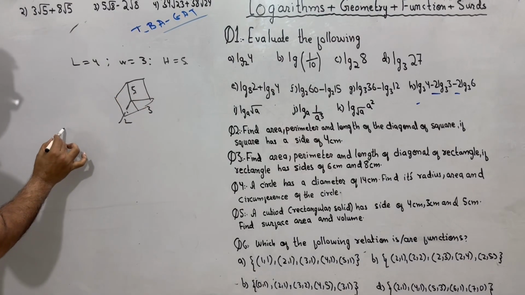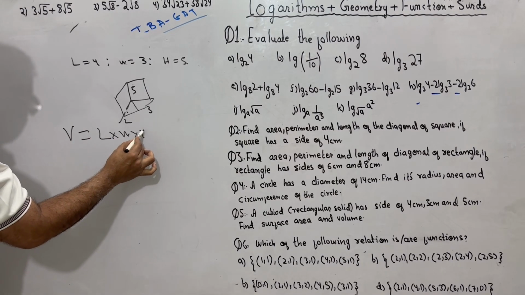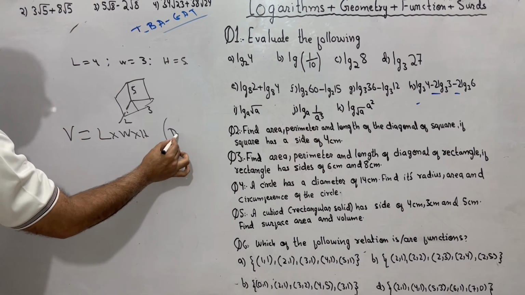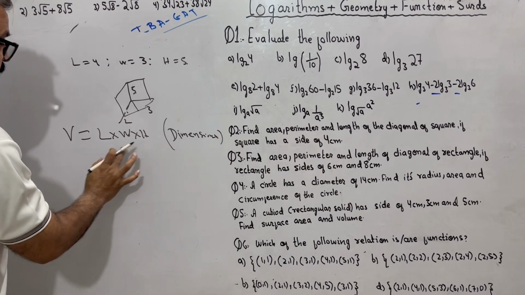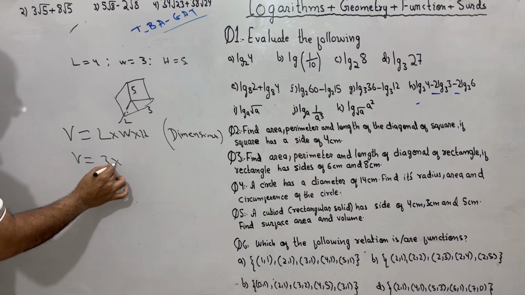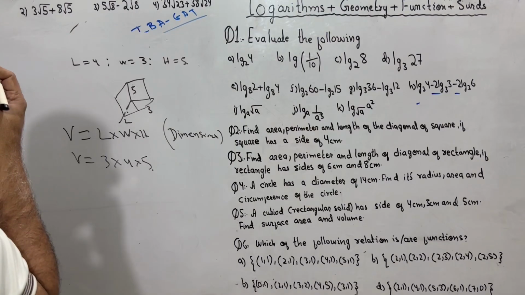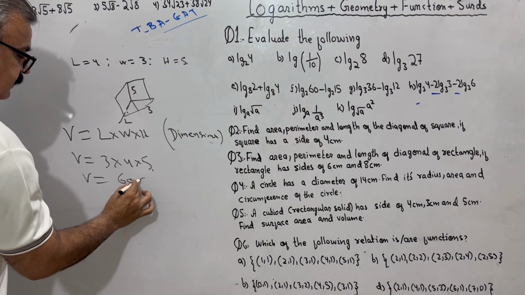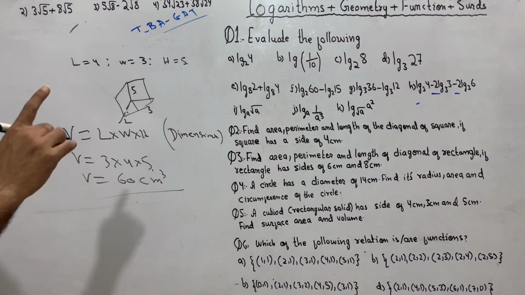Volume is simply given by length times width times height. Length, width, height, collectively they are known as dimensions. Length 3 times 4 times 5, if I am not wrong. 3, 4, 5, it will become 60 centimeter cube. So the unit of volume is cube.